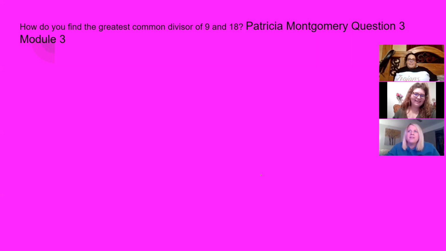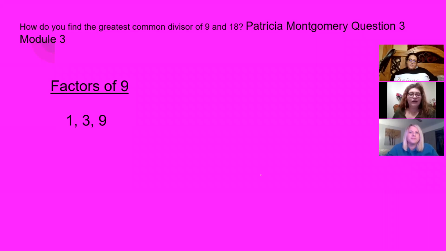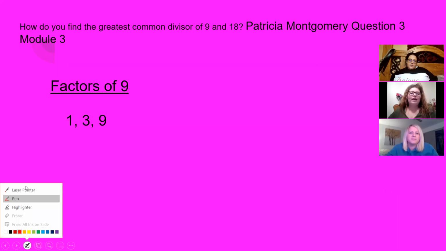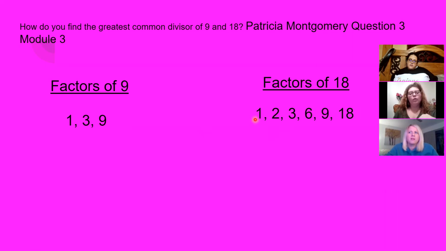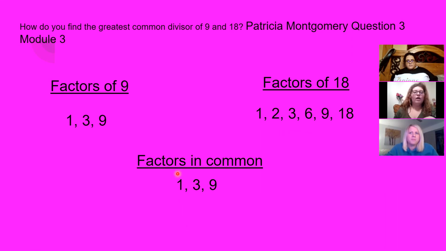All right, Patricia, how do you find the greatest common divisor of 9 and 18? All right. So what we're going to do is find the factors of each of those numbers and see what they have in common. So for 9, our factors are going to be 1, 3, and 9. And then for 18, our factors are going to be 1, 2, 3, 6, 9, and 18. So the ones that they have in common are going to be 1, 3, and 9. And since we want the greatest common factor, it's going to be 9 between the two.